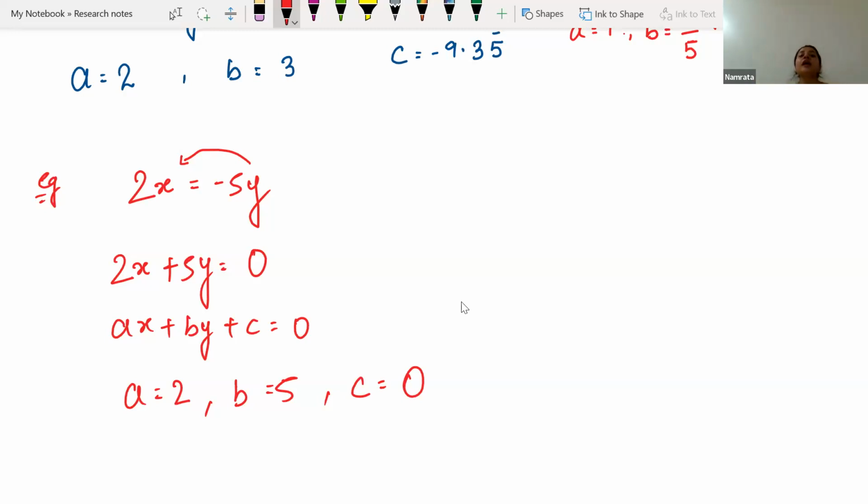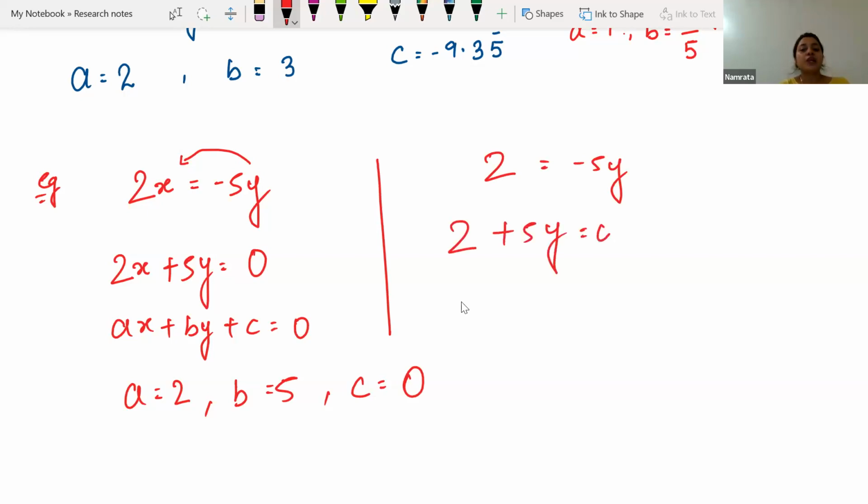Okay? And when you can't see it, suppose in this question we have 2 equals minus 5y. Let's arrange it again. One side we have to make 0. We can say 2 plus 5y is equal to 0. We can also say 5y plus 2 is equal to 0, right? Because 3 plus 4 and 4 plus 3 is the same thing. So it's 5y plus 2, the same as 2 plus 5y.